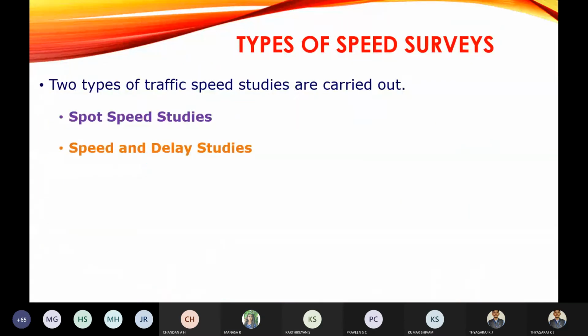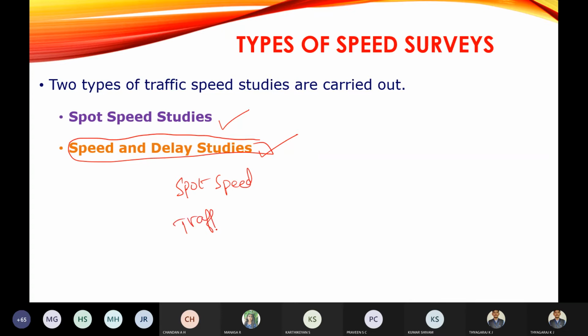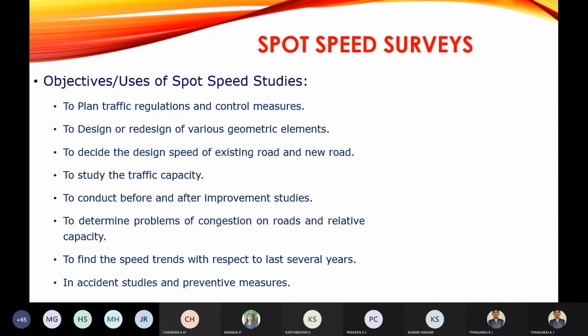Next, I told you there are two types of speed surveys. One is a spot speed study and another one is a speed and delay study. After your IA, we are going to see what the speed and delay study is. For your IA, there are two parts. One is a spot speed study, another is a traffic volume survey. These two studies will be there for your IA. In the second module, you should remember what traffic volume and spot speed are. Later we'll see what these speed and delay studies are.